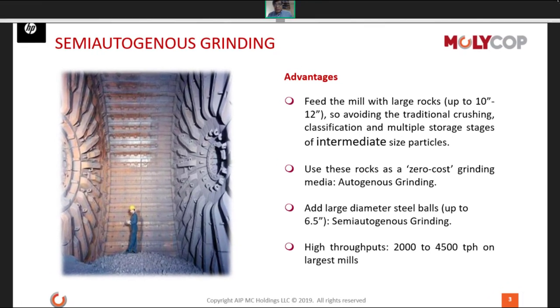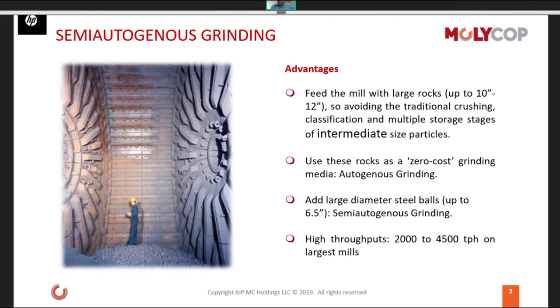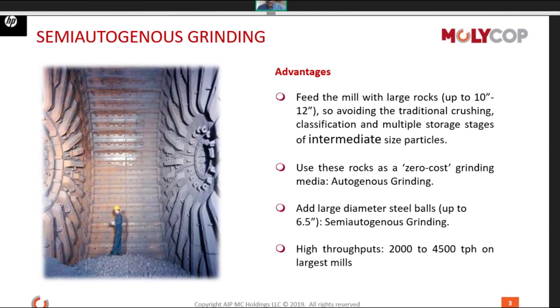Also, in semi-autogenous grinding, you can get a high throughput from 2,000 up to 4,500 tons per hour in the larger mills.